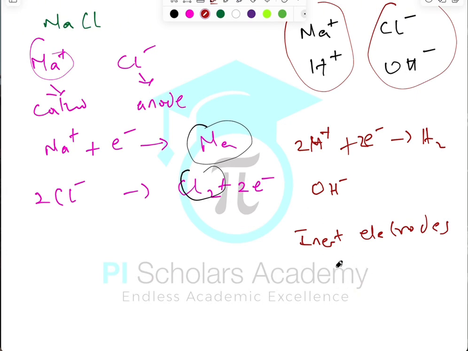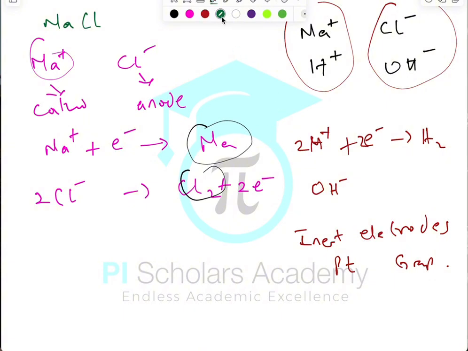So examples are your platinum and graphite. These are inert electrodes. And because they are inert electrodes, you can consider preferential discharge. But we also have what we call concentration of ions.